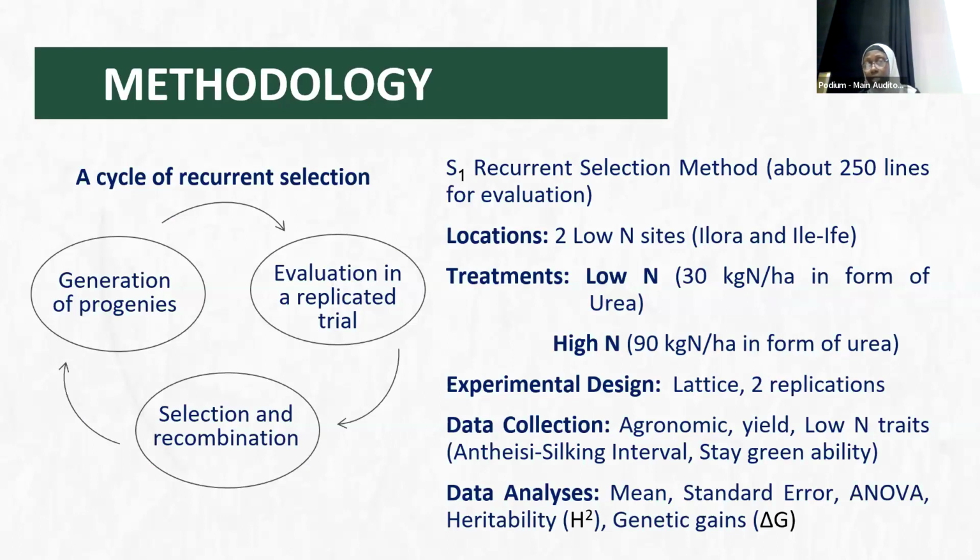So here we generated S1 progenies from the base population, and we evaluated them under low N at the rate of 30 kg per hectare using urea and high N using 90 kg per hectare using urea. The field used had been depleted of soil nitrogen over the years. So here are the details of the data compiled.